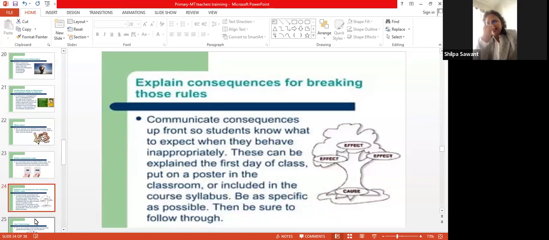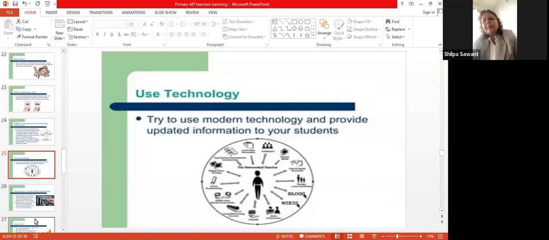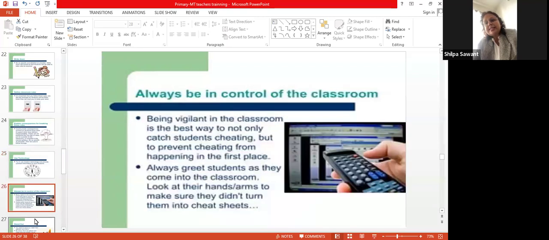Even explaining the consequences for breaking those rules. If this is not allowed and you break that rule, what is the consequence? That is also important, because punishments do not create the kind of impact that rewards do. Using technology, of course, because right now it is the need of the hour. We can use a lot of PPTs and a lot of AI tools which are important for teaching a lesson.